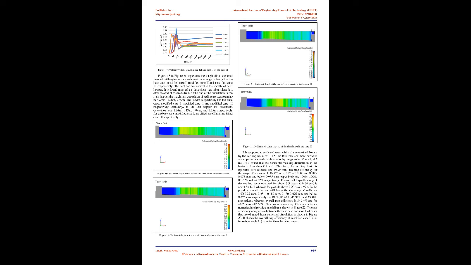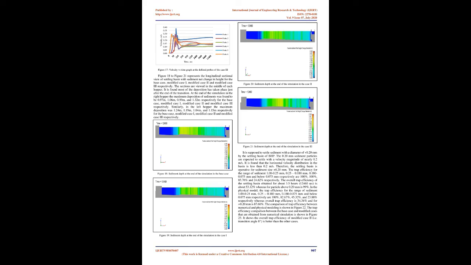The settling basin of BHP is supposed to settle sediment with a diameter of plus 0.20 mm. The 0.20 mm sediment particles are expected to settle with a velocity magnitude of nearly 0.2 m/s. It is found that the horizontal velocity distribution in the basin is less than 0.2 m/s. Therefore, the settling basin is operative for sediment size plus 0.20 mm.